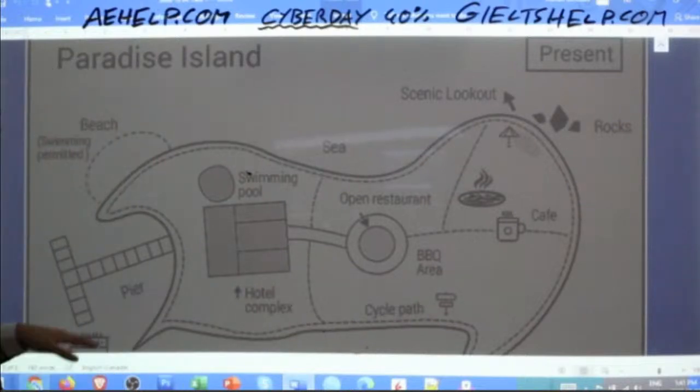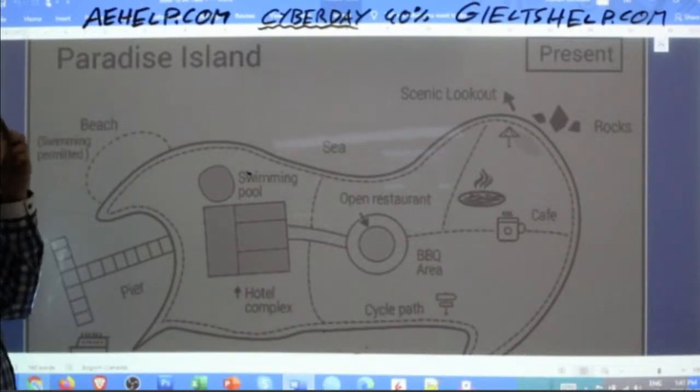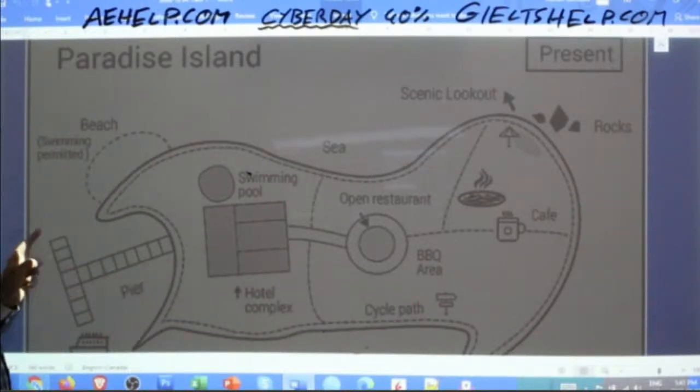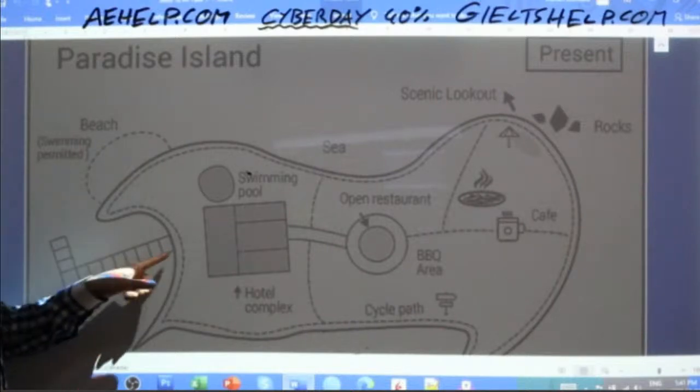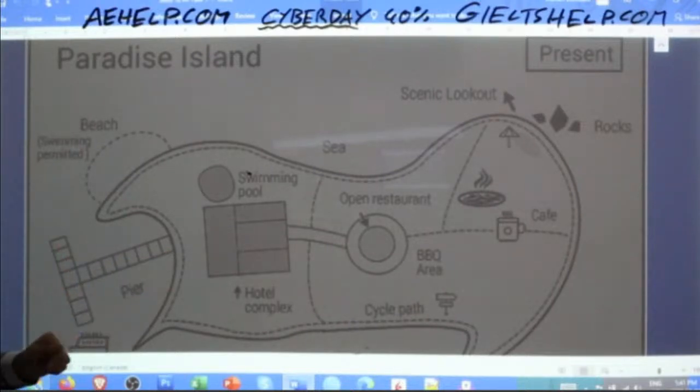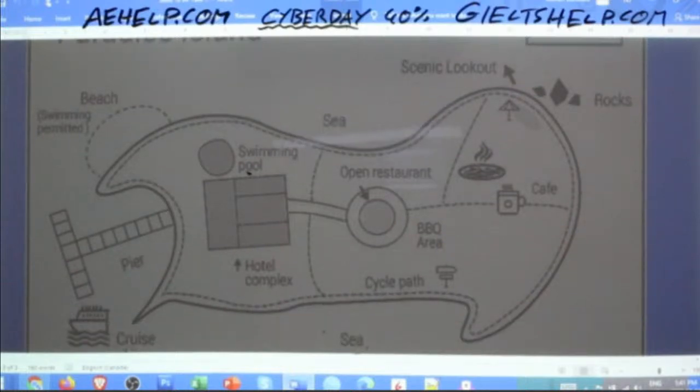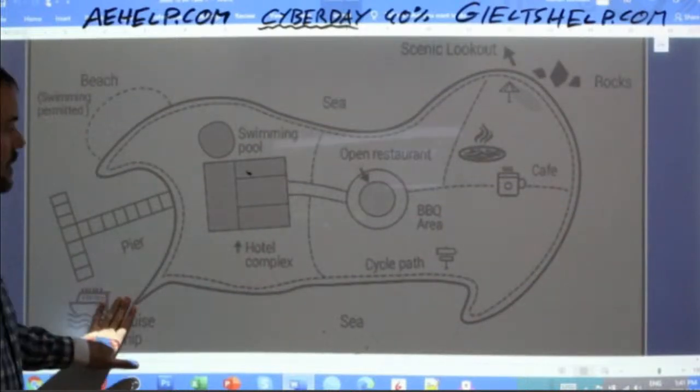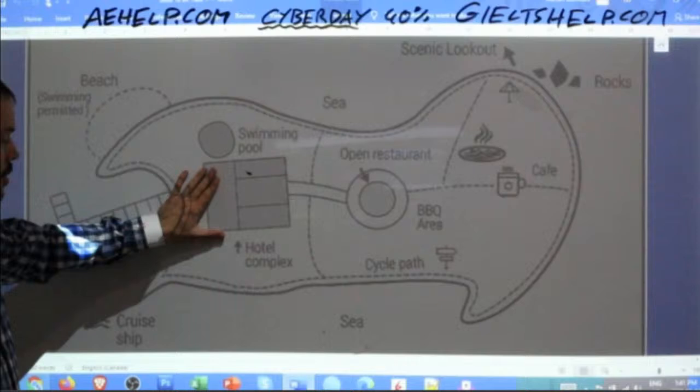Okay, great. Now we look at the pier. Oh, right away I noticed that the pier looks much larger. It's a T shape. We've got an end of the pier, so that's being developed. And there's a cruise ship. Okay, and then now here's a hotel complex.